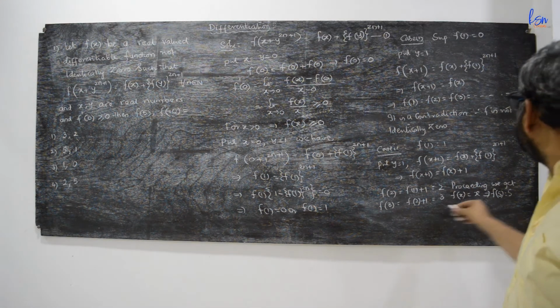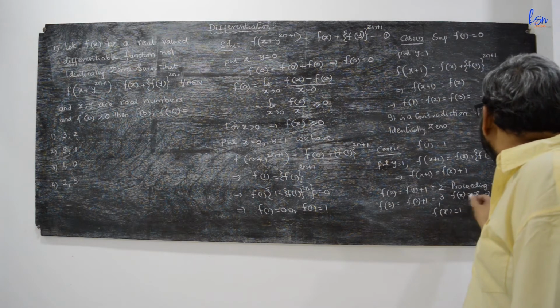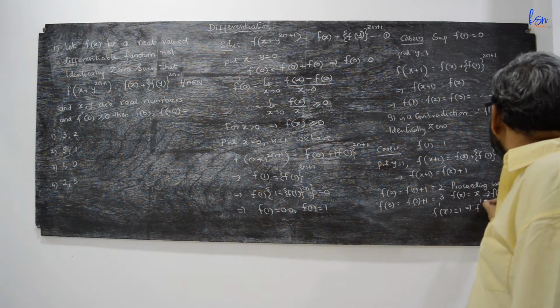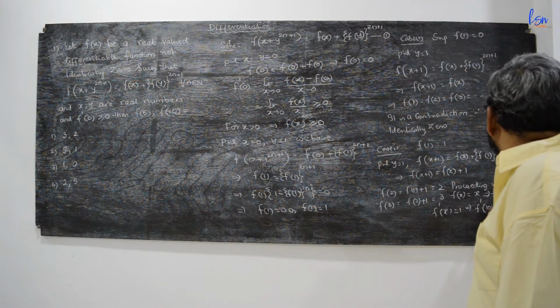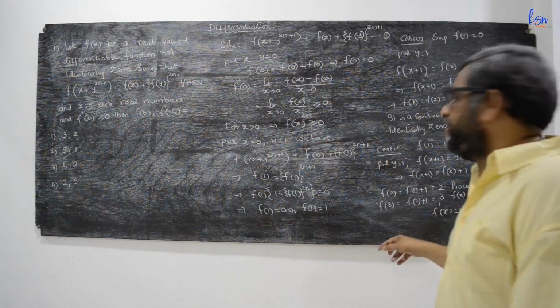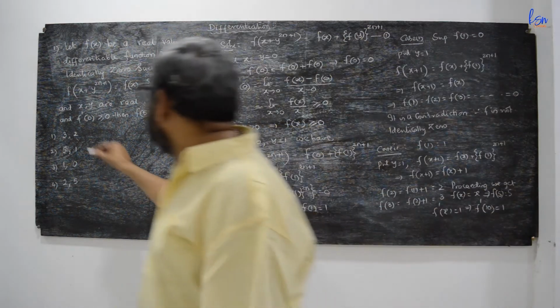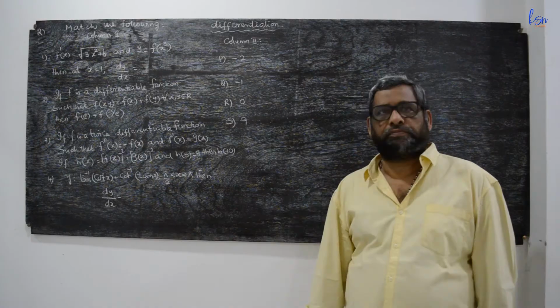Since f of x is equal to x, if you differentiate, f dash x is equal to 1. This implies f dash, in place of x, if you put 10, f dash 10 equal to 1. Therefore, f of 5 equal to 5, f dash 10 equal to 1. So 5 comma 1 is the answer. The second option is the answer.